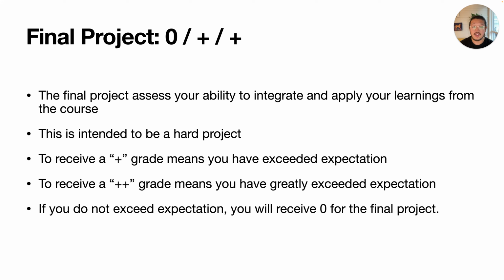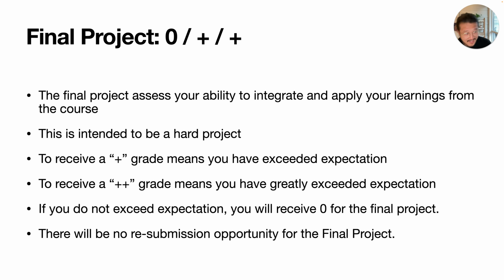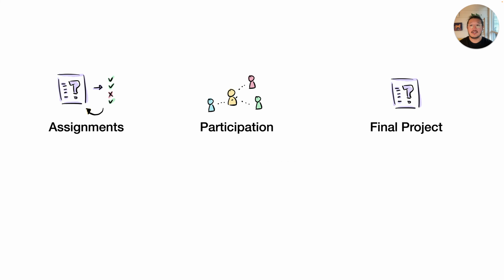And I would say don't feel bad if you get 0 on this project because you just met expectation. Right? Remember, a B, meeting expectation, is a good grade. And it just means you're going to be a very capable engineer, and that's how the rest of your academic career goes, right? At least that's how we see it in this class. So there will not be a resubmission opportunity for the final project. This, once again, is because this is not meant to be an easy project. We expect you to be able to integrate and apply all your learning in a complex context.